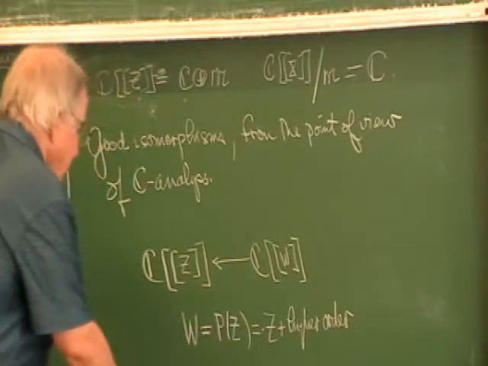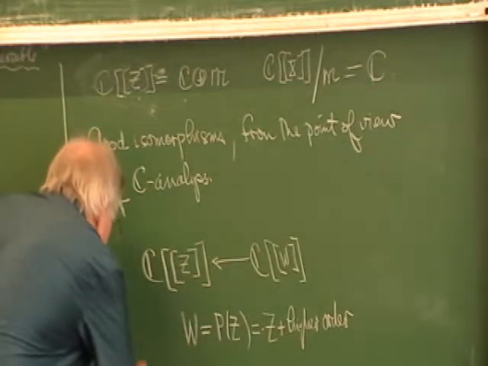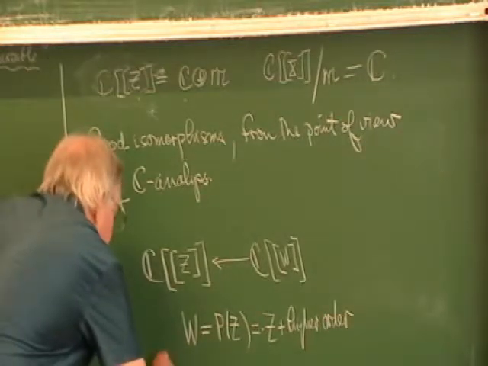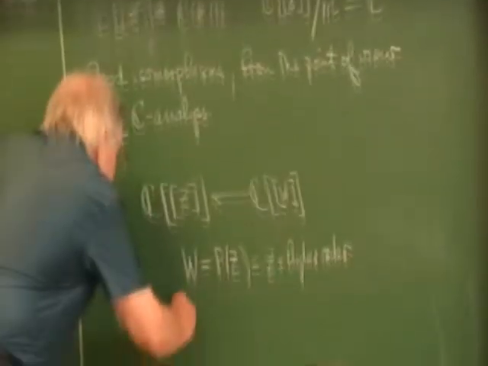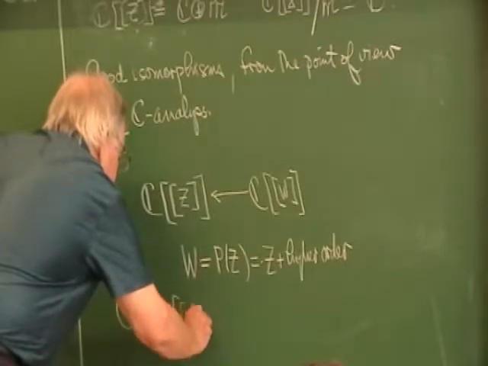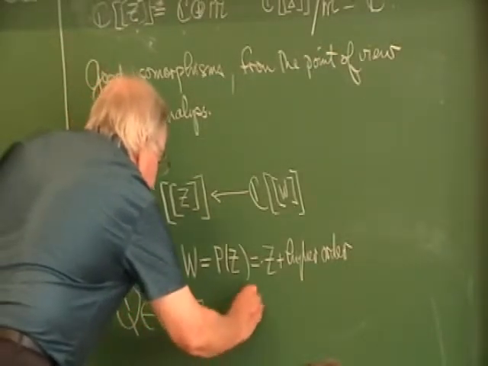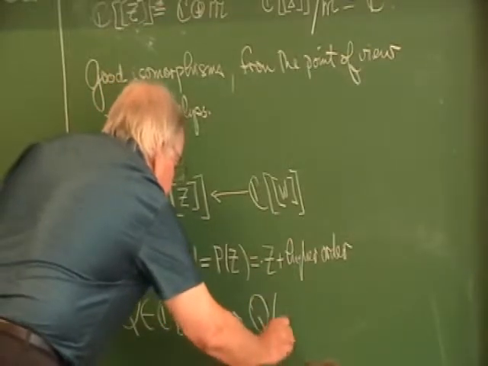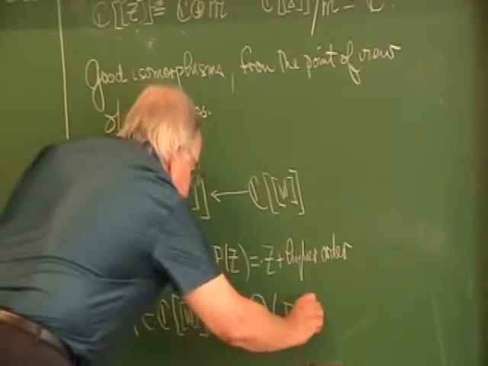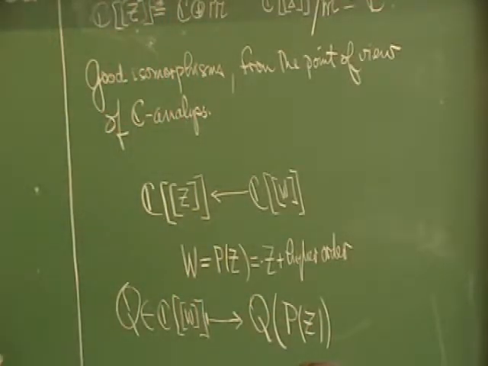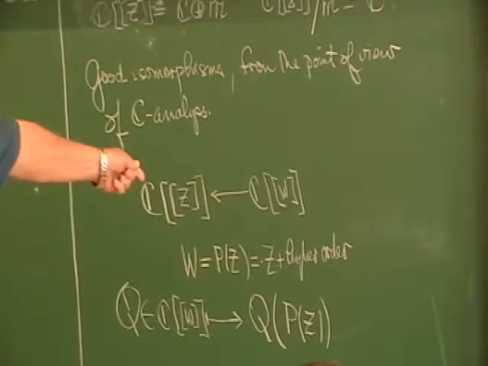What that really means is that if you have any Q in this power series ring of W, it gets mapped over here to the composition Q of P of Z. Right? You stick in, isn't that right?